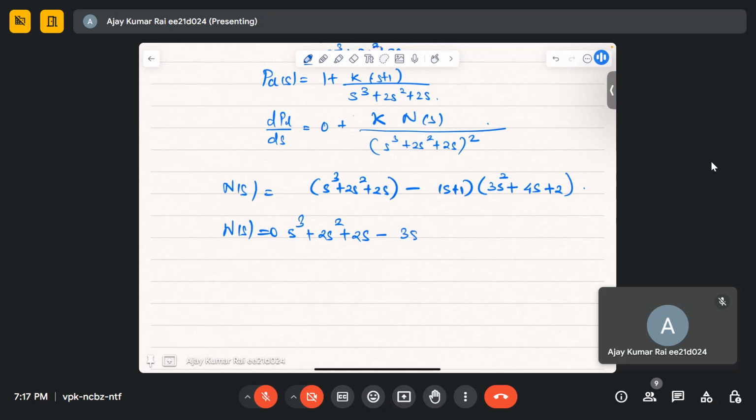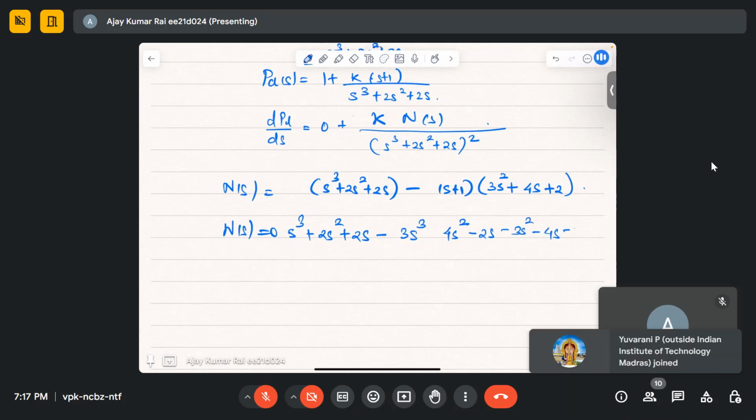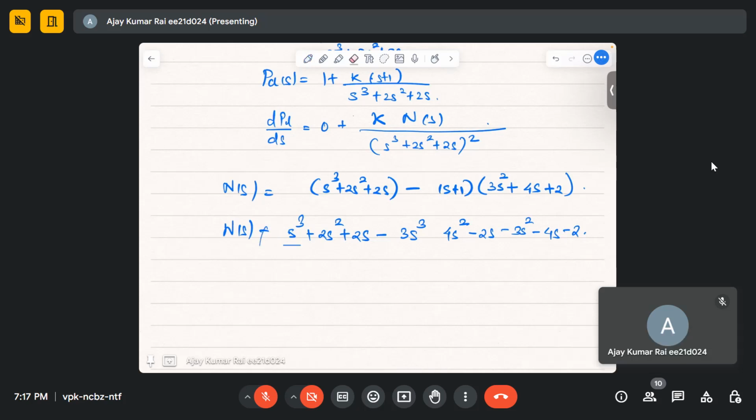So 3s cube plus, minus 4s square minus 2s plus, minus 3s square minus 4s minus 2. Okay, so if you see, you have to put this as equal to 0.